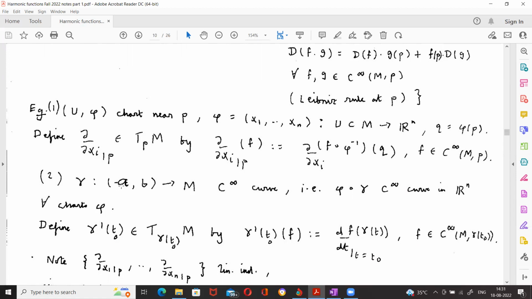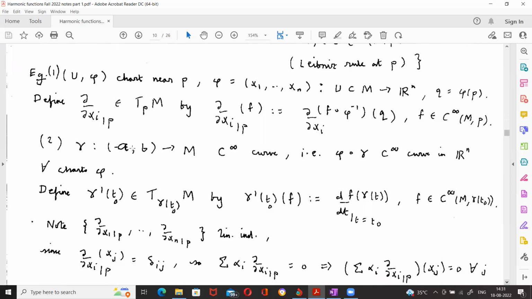So suppose gamma from an interval AB into M is a smooth curve. This means that phi composed with gamma is a smooth curve for any chart phi. Then I can define, for any t naught in the interval AB, the tangent vector gamma prime t naught. This will be an element of the tangent space at the point gamma of t naught. So how do I define this?